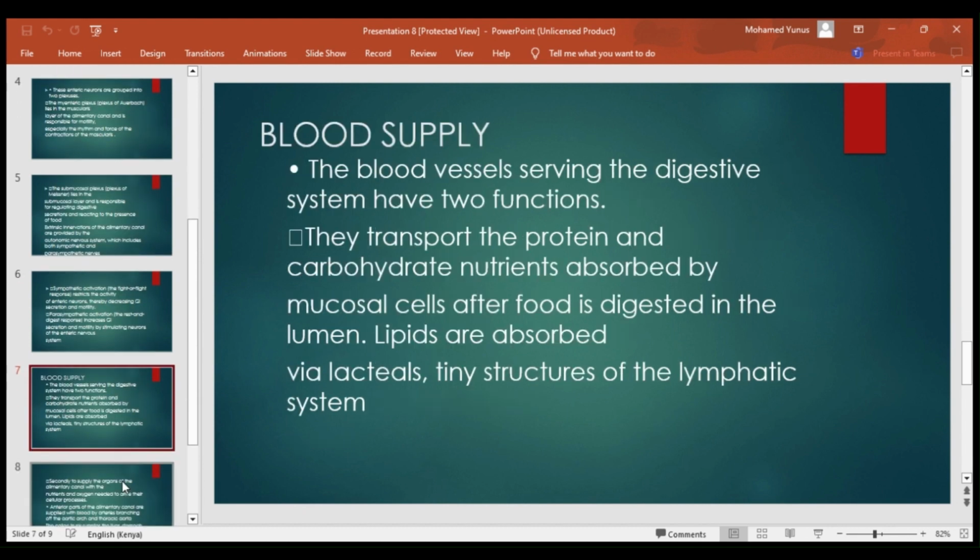So let's talk briefly about the blood supply of the GIT. We find that the blood vessels serving the digestive system have two functions. One is to transport carbohydrates and protein absorbed by the mucosal cells after food is digested. Then lipids are also absorbed, but they're absorbed via the lymphatic system, through the lacteals.